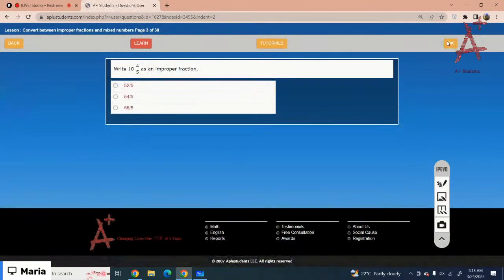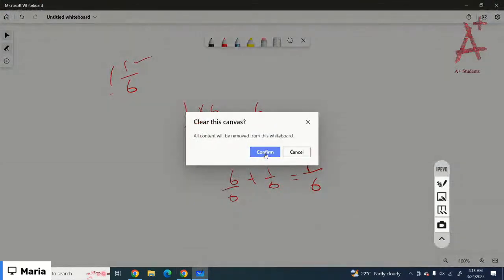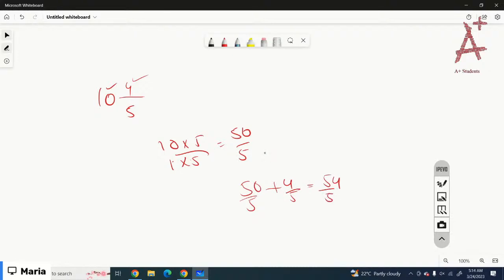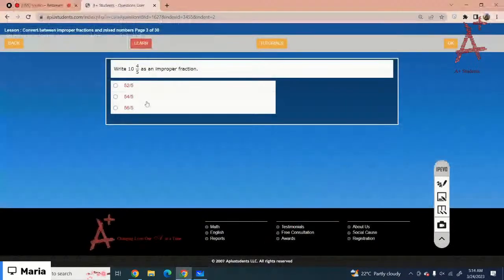Okay, the next one is write 10 whole 4 over 5 as an improper fraction. So it is 10 whole 4 over 5. So just look at the whole number 10 whole 4 over 5. So just multiply and divide it by the 5. Got it? So it would be 10 times 5 is 50 and 5 times 1 is 5. So you can just add 4 over 5. So it would be 50 over 5 plus 4 over 5. So it would be 54 over 5. Got it? So the correct option is 54 over 5.